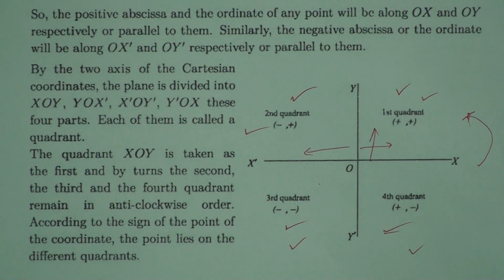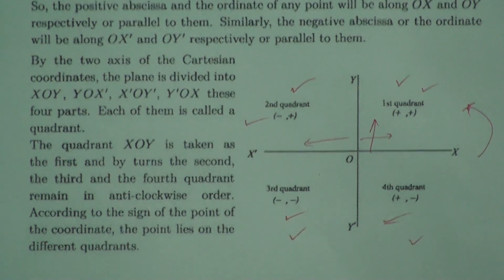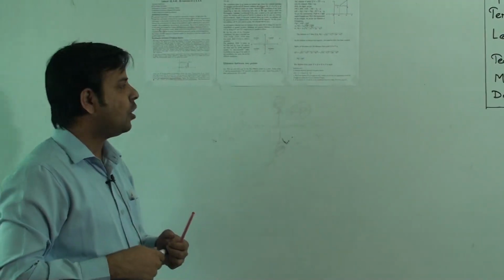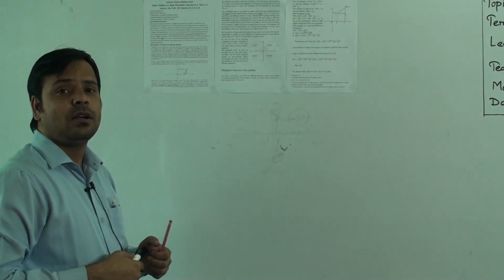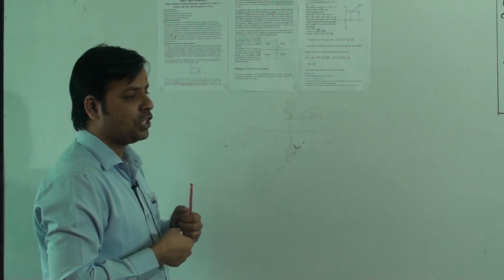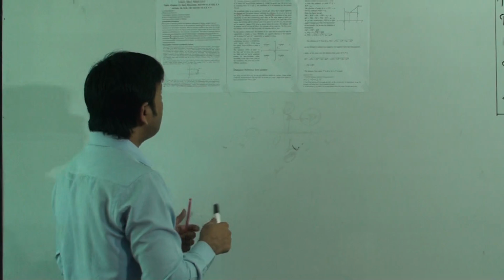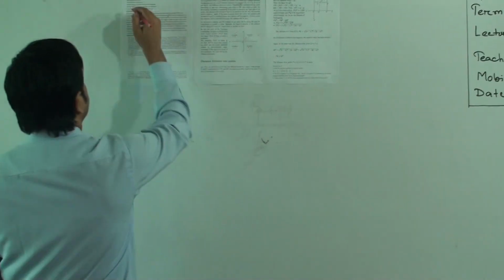So using this information, we can plot any point on the graph, or on the plane. We can determine the position of any point. Okay, dear students, now I have completed the rectangular Cartesian coordinate system.